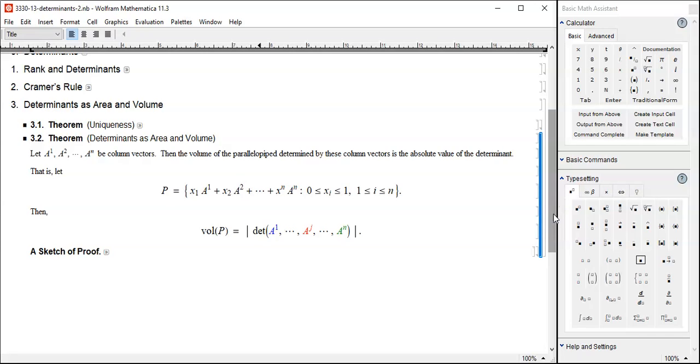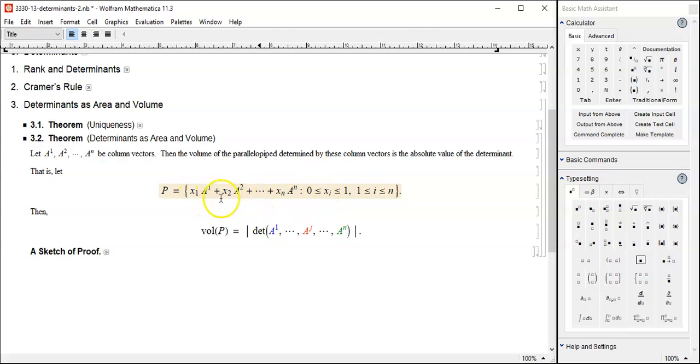Okay, here we go. Let A1, A2, A3 all the way over to AN be column vectors. Then the volume of the parallelepiped determined by these column vectors is the absolute value of the determinant. That is, if P is this, where all the coefficients, sorry about the typo, x1 through xn are between 0 and 1, then the volume of this parallelepiped is the absolute value of the determinant.